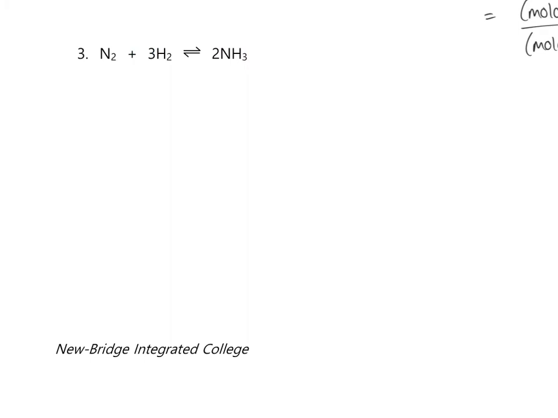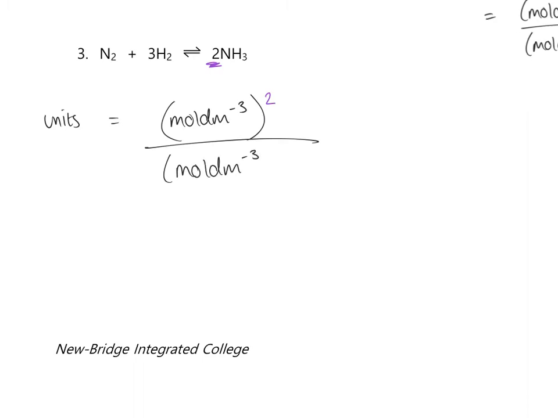Okay, we'll start with the quickest way this time, and that is by just saying that the units are going to equal moles per decimeter cubed to the power of our total balancing number of our products. There's only one product here and its balancing number is 2. So it's going to be moles per decimeter cubed to the power of 2. That's going to all be over moles per decimeter cubed to the power of the total balancing number of our reactants. The balancing number of nitrogen is 1, the balancing number of hydrogen is 3. The total of those is going to be 4.